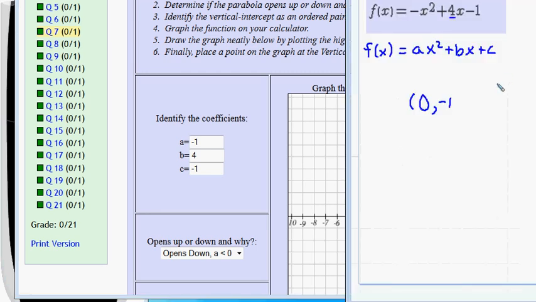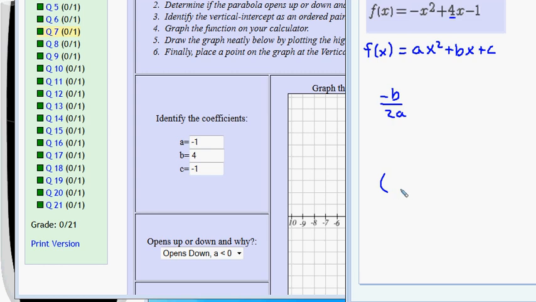To find the vertex, the highest or the lowest point, you use the formula negative b over 2a. If you don't know how to do this, go back one problem on Math AS, and I have a video showing this. But the x-coordinate of the vertex, so my vertex is going to be a point.